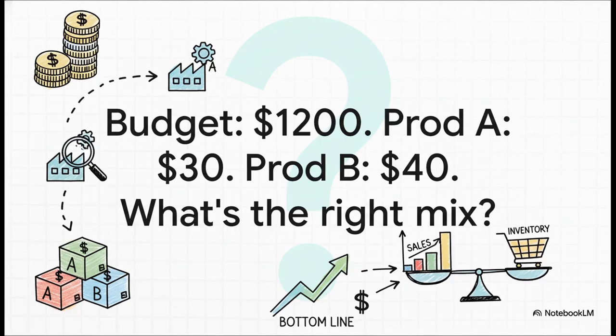At its core, this is all about allocating limited resources, in this case your budget, when you have competing options. Every choice you make here will have ripple effects throughout your entire operation, affecting everything from inventory to sales forecasts, and you guessed it, your bottom line.